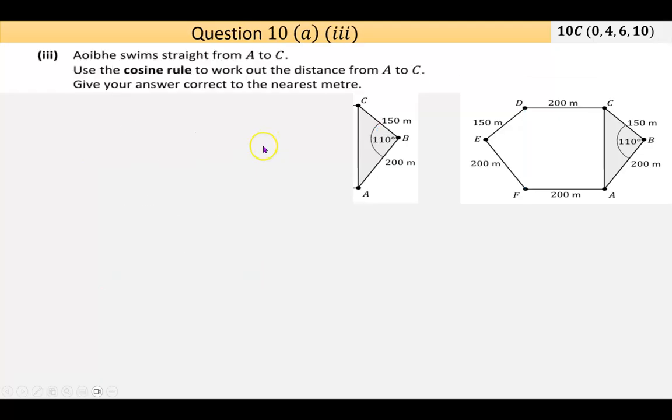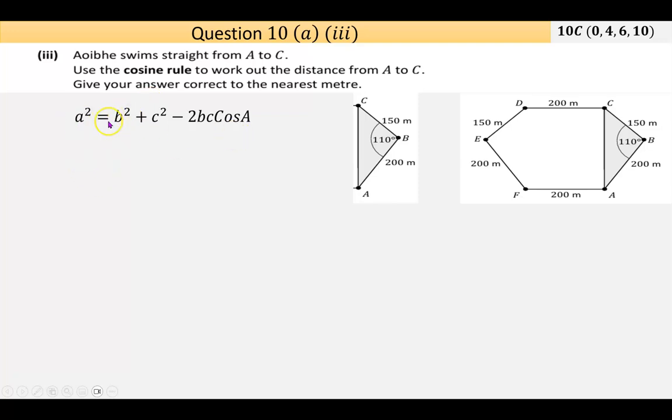Now, Ava swims straight from A to C. She takes maybe a shortcut, whatever. Now, they're being very specific here. They're saying use the cosine rule to work out the distance from A to C. Correct your answer to the nearest meter. Now, the first thing they're telling you what to do. So I'll go find the cosine rule in the maths tables and write it out.